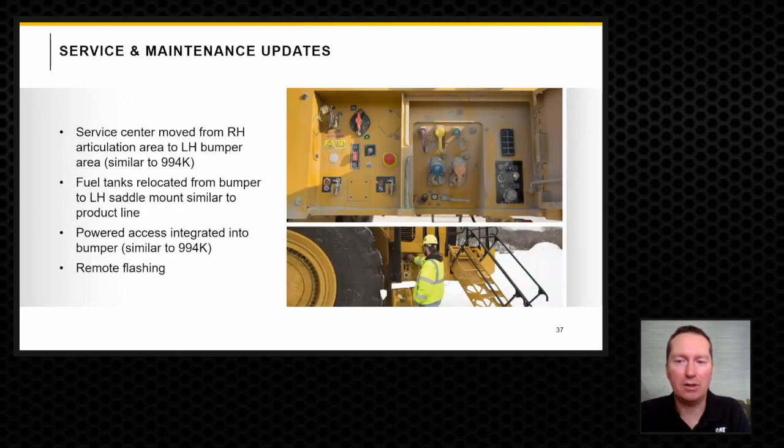What's new here, the service center moved to the left-hand side. All the capabilities on the 992K have been carried forward. The fluid drain and refills, the fluid level indications, but the key feature here of what's new is that we've moved that to the left-hand side, so it's in a preferred location, right where the operator and the maintenance technician needs it to be.